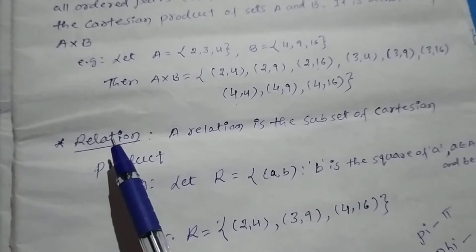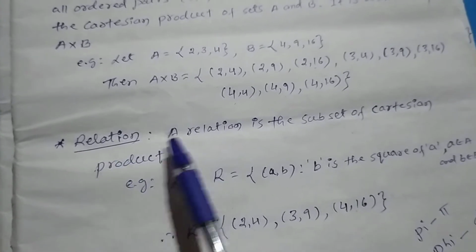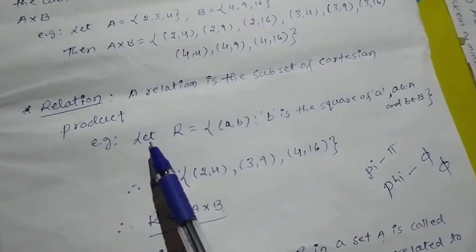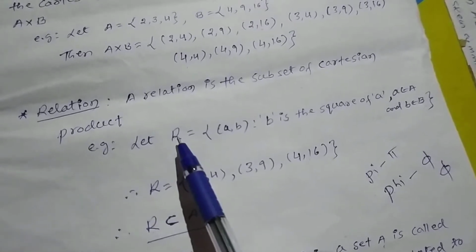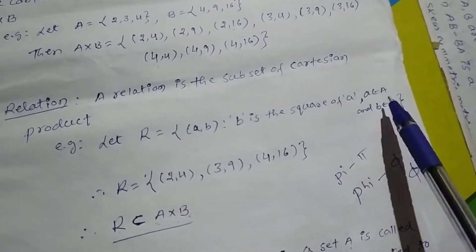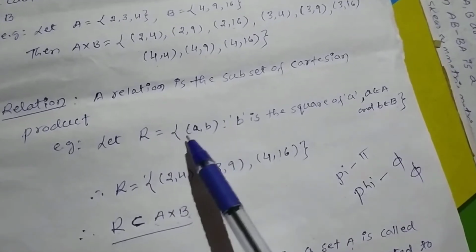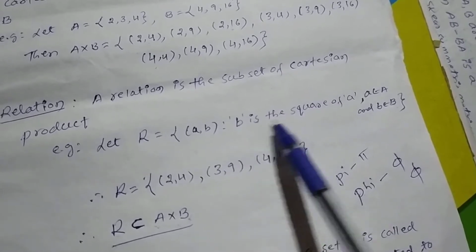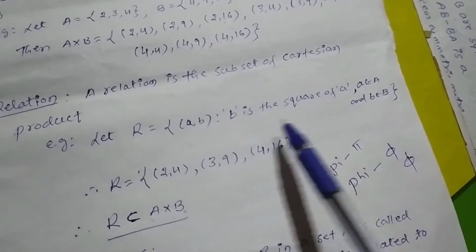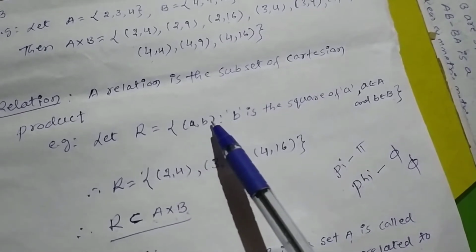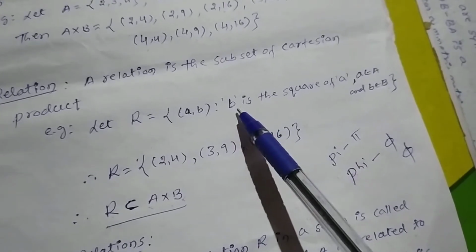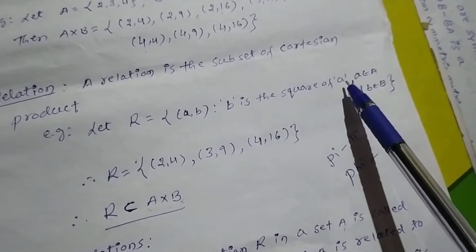Now we can define the definition of relation. A relation is a subset of a Cartesian product. Let relation R, the relation is represented by the capital R. So here it is in the form of set-builder form: R = {(a, b): b is the square of a, where a belongs to A and b belongs to B}. So we have to convert this set-builder form into roster form according to the rule here. b is the square of a.